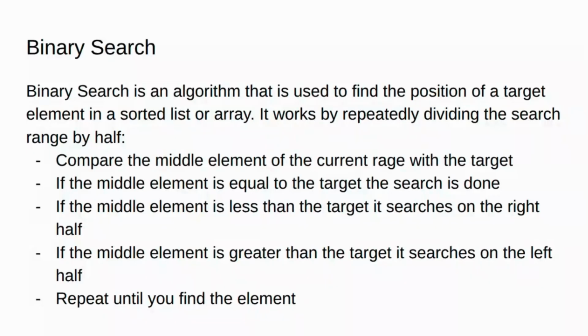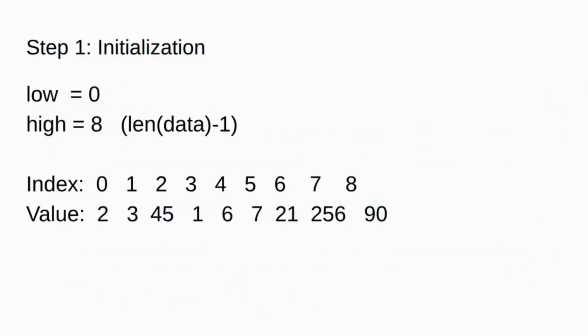If the middle element is equal to the target, the search is done. If the middle element is less than the target, it searches on the right half. If the middle element is greater than the target, it searches on the left half. And then you repeat until you find the element.